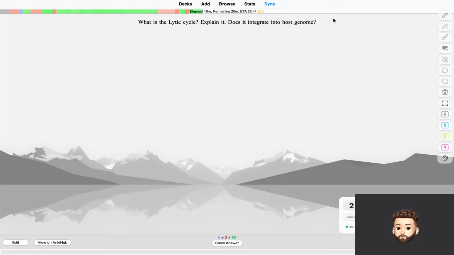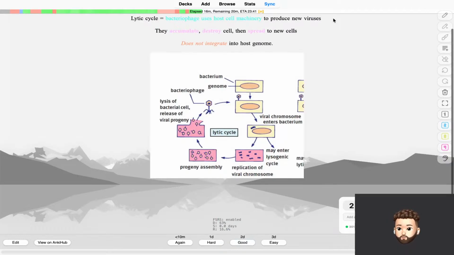The lytic cycle is going to enter the cell, overtake the machinery, assemble its own proteins, and basically produce itself, and then it's going to lyse the cell and kill it so that it can spread to other cells. It doesn't integrate into the genome.